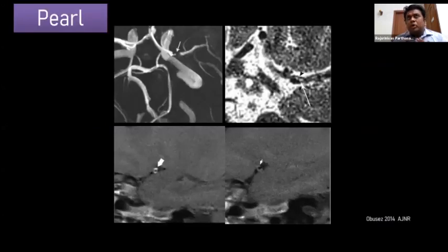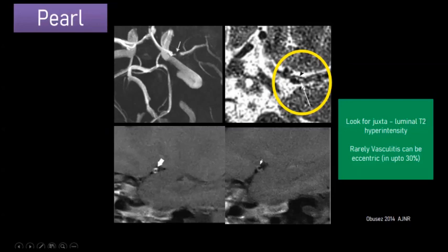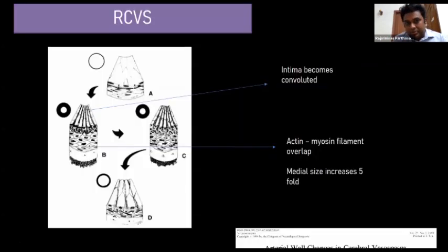Now, one of the important pearls, whenever you're confused with vasculitis or atherosclerosis: one clue, as I've already mentioned, is to look for this T2 hyperintensity that is juxtaluminal. Why can this confusion occur? Even atherosclerosis sometimes can involve circumferential involvement. Vasculitis can have an eccentric involvement. If you look at the T2, if there is a heterogeneous appearance, if there is a T2 hyperintensity close to the wall of the lumen of the artery, then it points definitely to atherosclerosis.